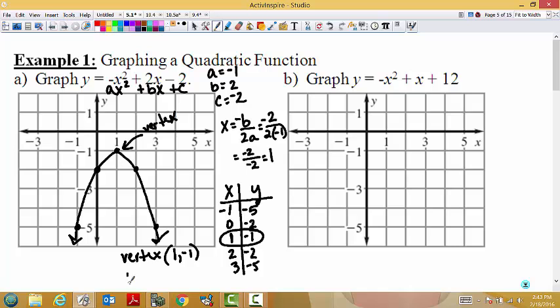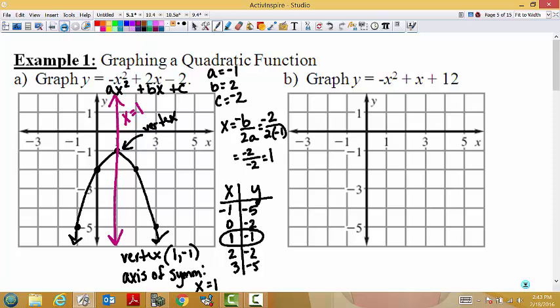And then the axis of symmetry is x equals 1. Because if you draw a vertical line down the center of your graph, that's the line that cuts it in half. Like if you were looking at your face and you drew a line down the middle of your face, it would cut you in half evenly. That's the axis of symmetry. So it's the line x equals 1.